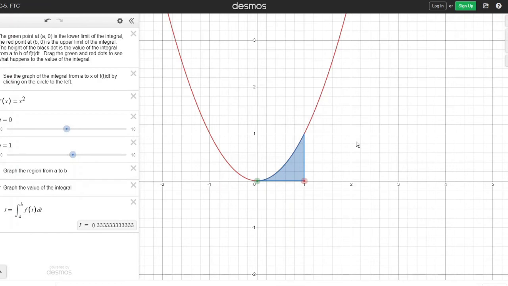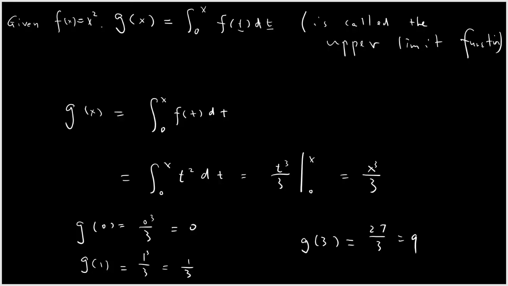Now let's recall the geometric meaning of the definite integrals. In this particular case, the function f of x is x squared, and for the upper limit function, we fix the lower limit. The lower limit is 0, and then we change the upper limit. The upper limit x is the variable, right? And then you look at the definition again. The value of the function g at any value of x is defined as the integral from 0 to x.